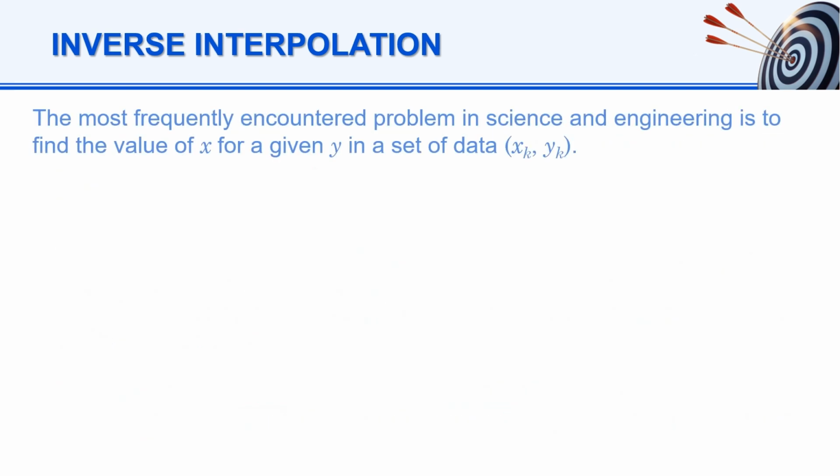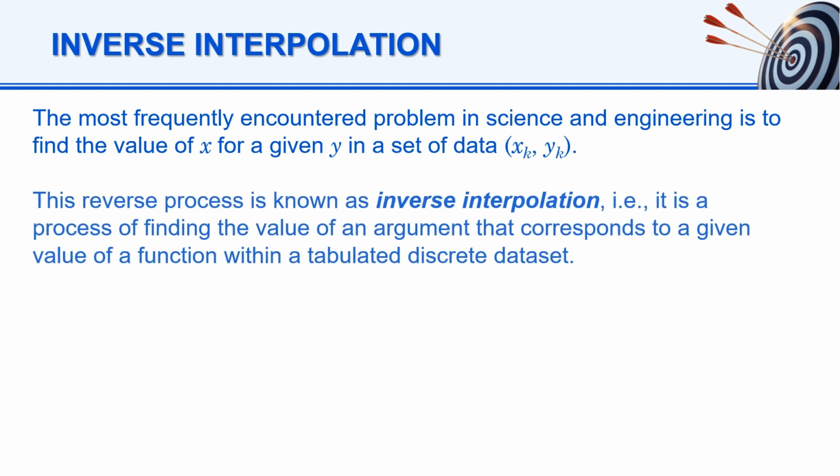The most frequently encountered problem in science and engineering is to find the value of x for a given y in a set of data. This reverse process is known as inverse interpolation, i.e., it is a process of finding the value of an argument that corresponds to a given value of a function within a tabulated discrete dataset.